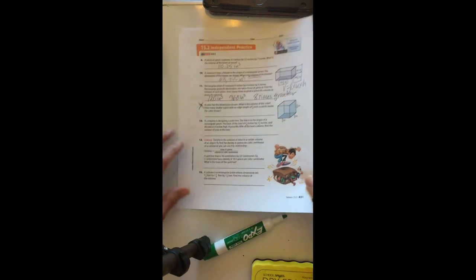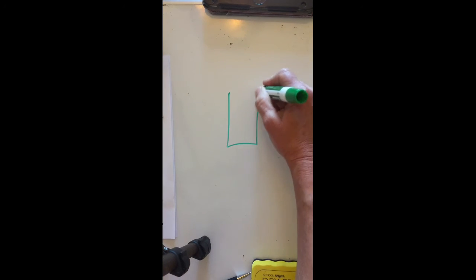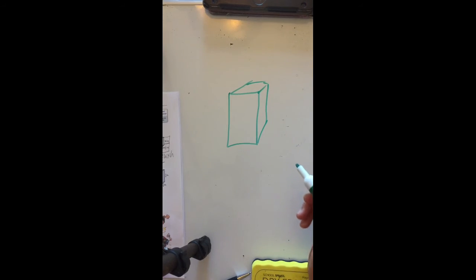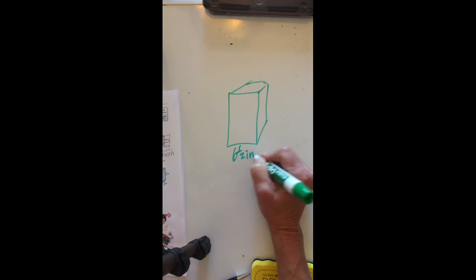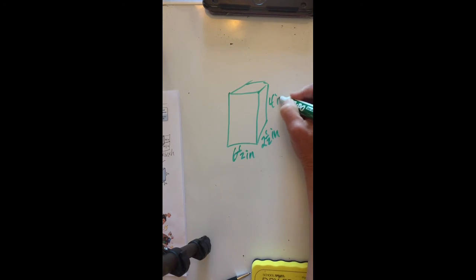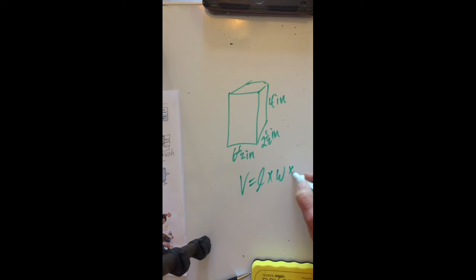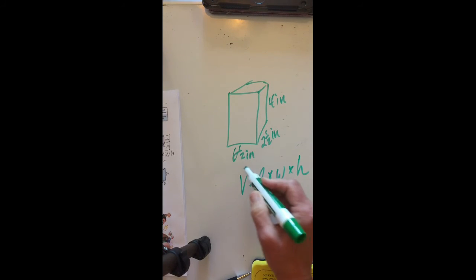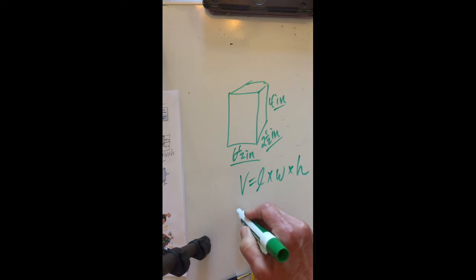So let's first find the volume of the juice box, of the entire box. So a juice box probably looks something like this. And we know its dimensions are 6.5 inches here, 2.5 inches here, and 4 inches in height. And we know that volume is length times width times height. So all we have to do is multiply these 3 values. Go ahead and do that, and let's calculate the volume.